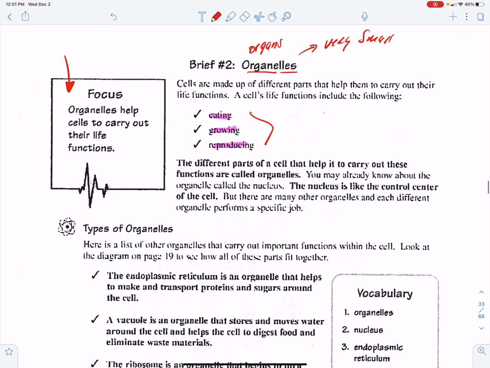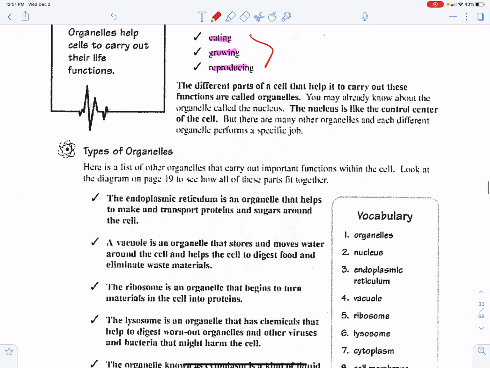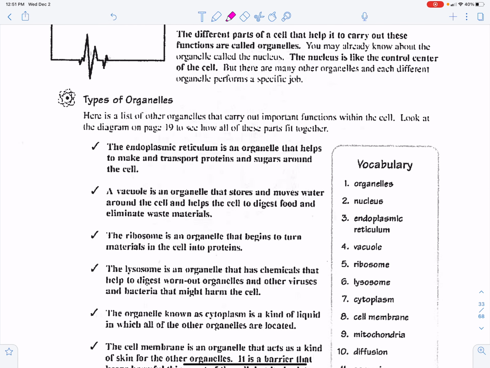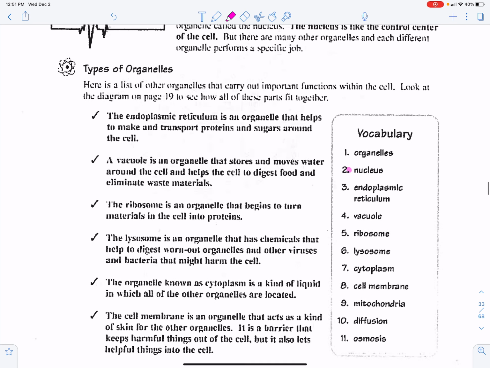There are different parts of the cells that help carry out those functions, and we'll talk about some of those as we go. You don't need to know them all, but some of the basic ones would be important. If we look over here to the right-hand side, there's a list of these organelles. Here are some real basic ones that I'm going to highlight, and these 4 or 5 in particular are very important for daily function.